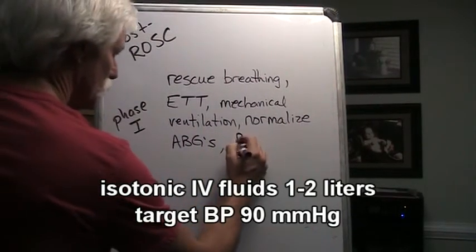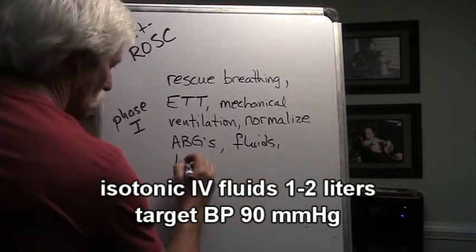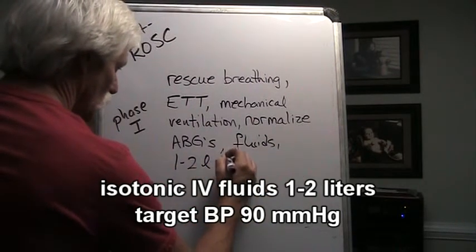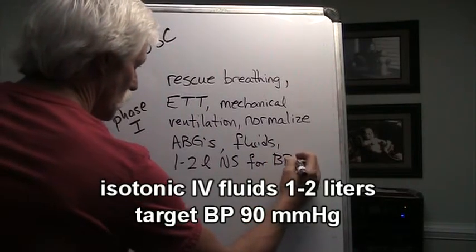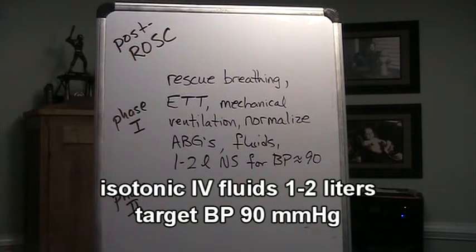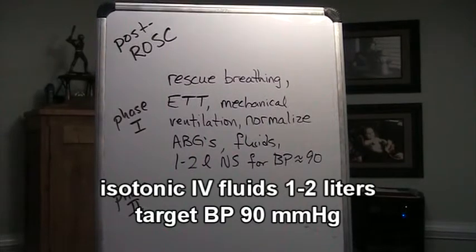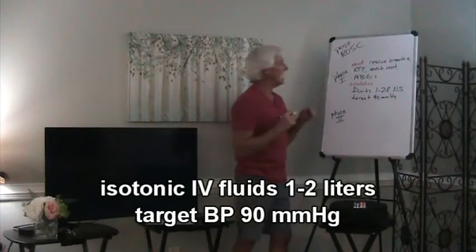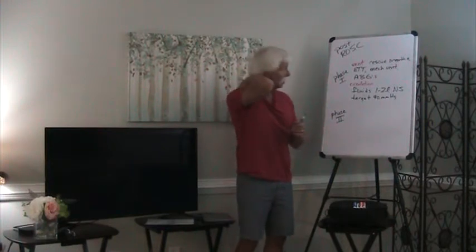The protocol recommends 1 to 2 liters of some kind of isotonic crystalloid solution like Ringer's or normal saline, and try to boost the pressure with that. Your target pressure is not 120/80. There's no reason to have the patient's pressure that high. There's no reason to stress the heart like that. Your target blood pressure is 90 millimeters of mercury. Your patient can perfuse every body system adequately at 90 millimeters of mercury with minimal stress on the heart.